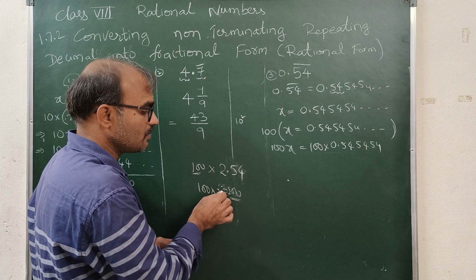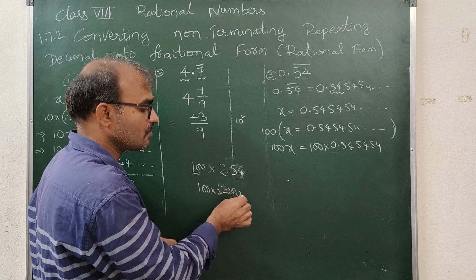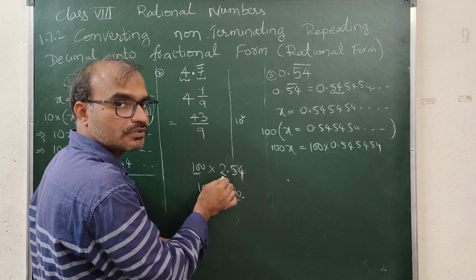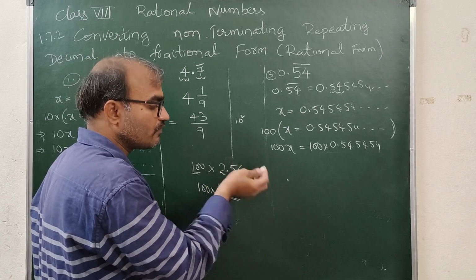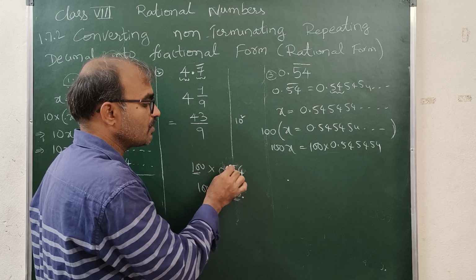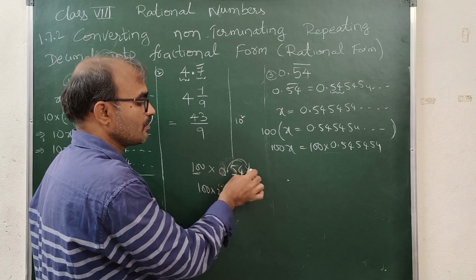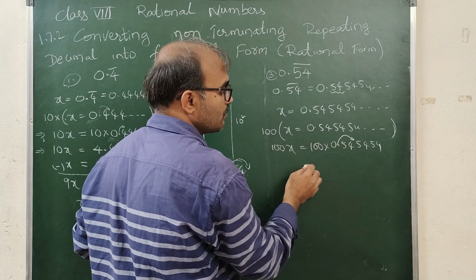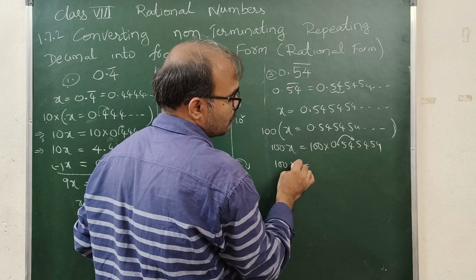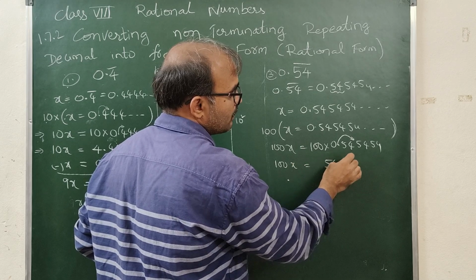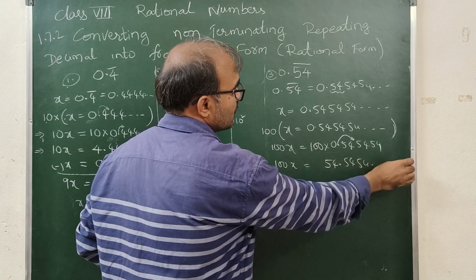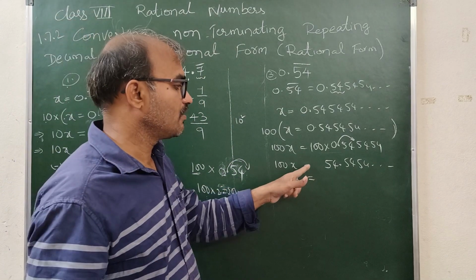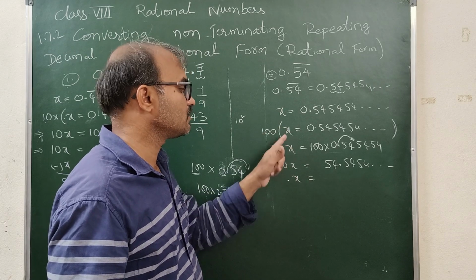This means the decimal point has moved 2 digits to the right side. Similarly here, 100 into it becomes 254, but as there is 0 here, it will become 54 point. You have to move 2 digits to the right side. It will become 100x is equal to 54.545454 and so on.